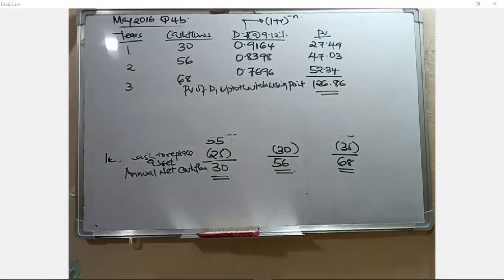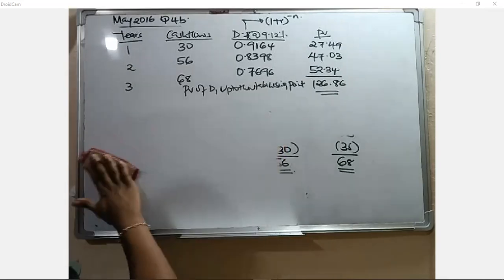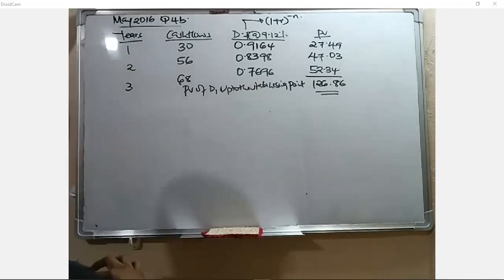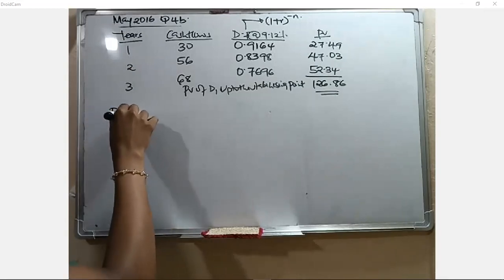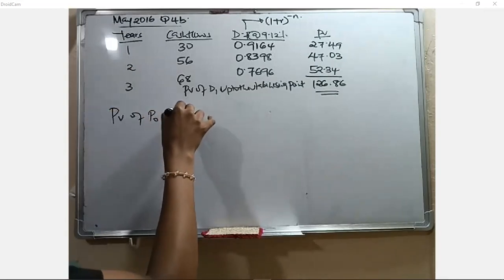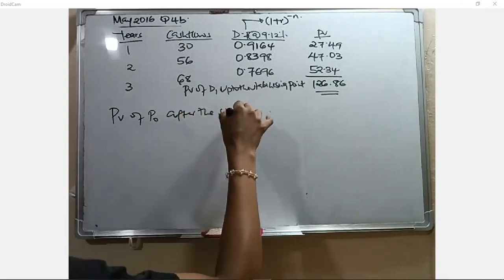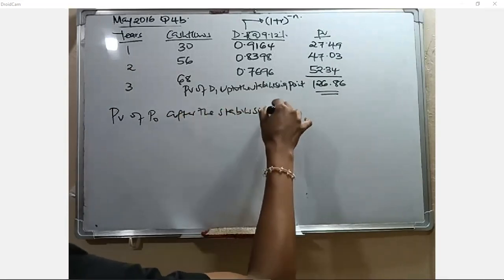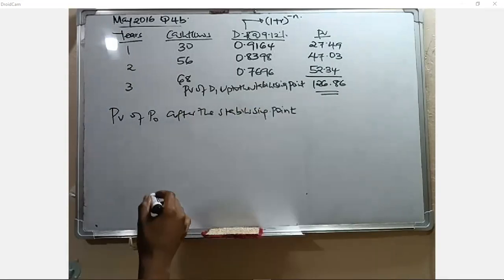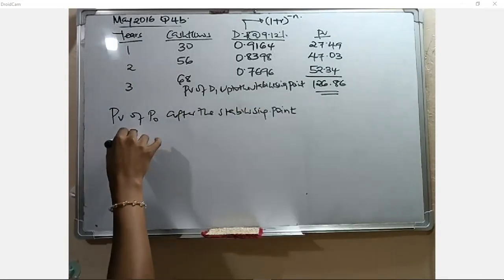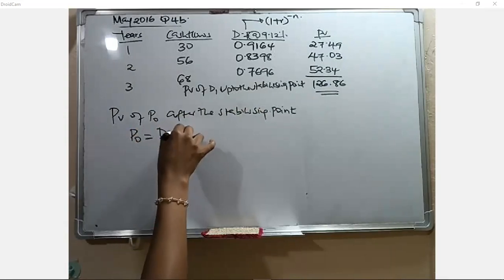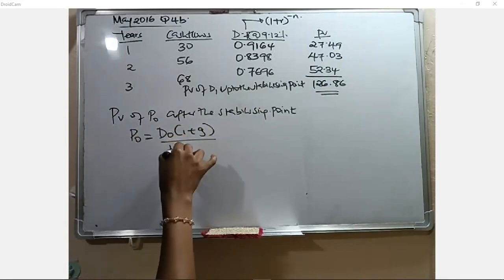126.86 there. From there, let us proceed by doing the present value of D1, the present value of D1 after the stabilization point. So in this case, we are doing the P1, the present value of P0 after the stabilizing point. And we said the growth rate for stabilization, the formula to use to get our P0, we take D0, 1 plus g, divided by Ke minus what?